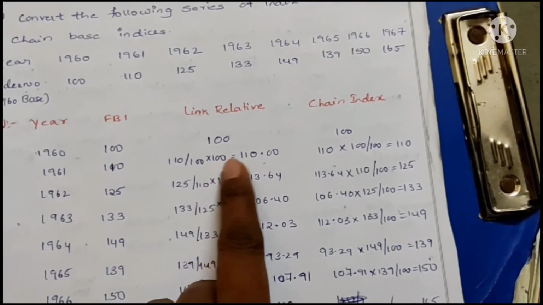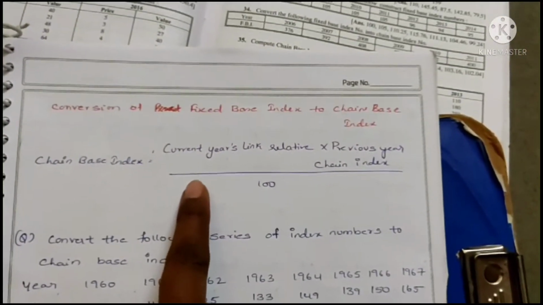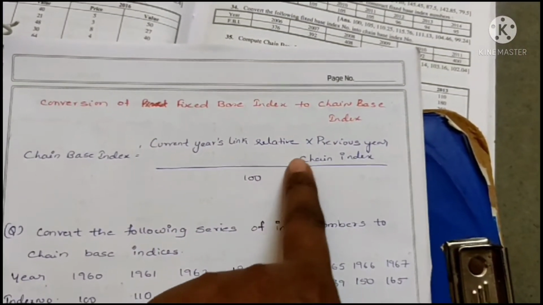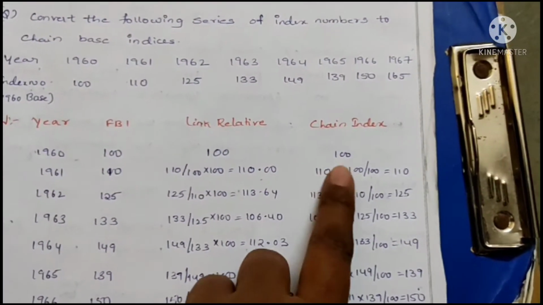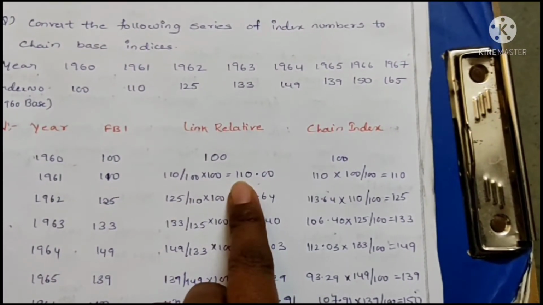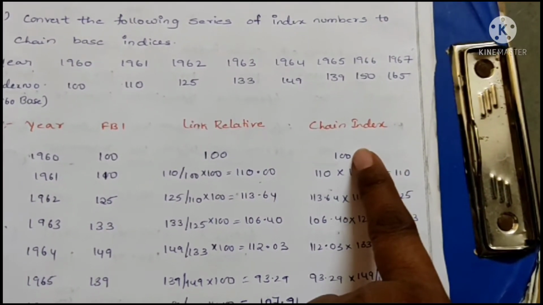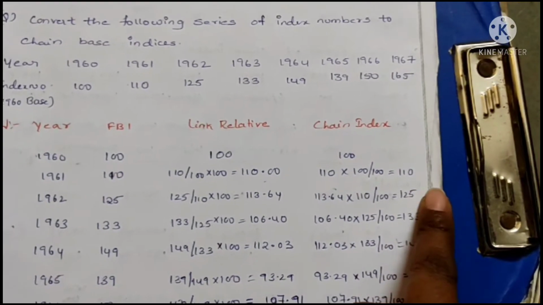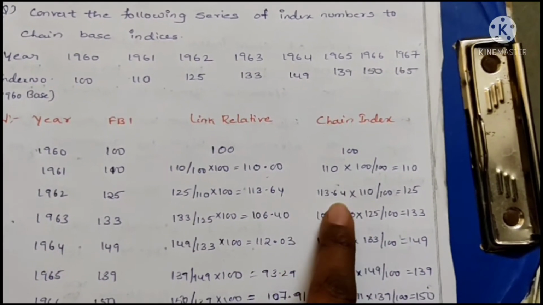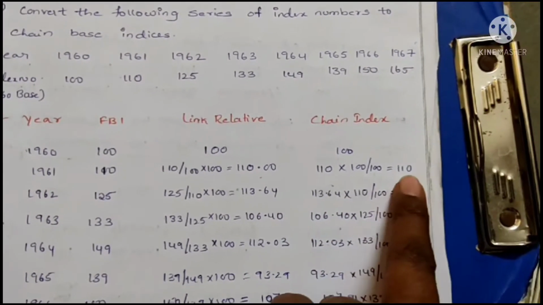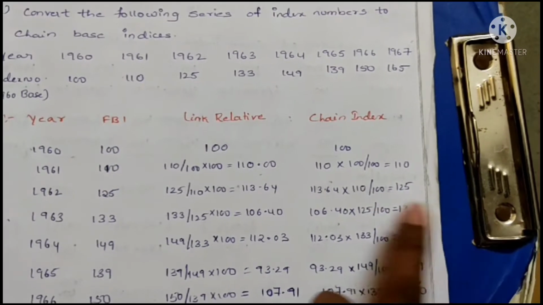Now see how to calculate the chain index. What is the formula? Current year link relative into previous year chain index. Remember. Current year link relative here is 110, into previous year chain index 100, divided by 100, so 110. Again, current year link relative is 113.64, into previous year chain index 110, divided by 100. We got 125.